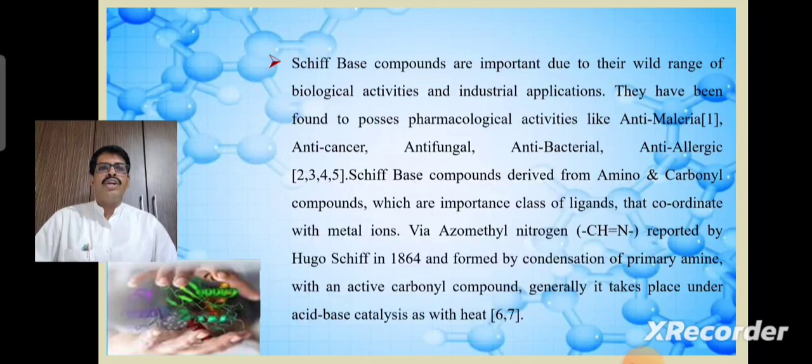Schiff base compounds derive from amino and carbonyl compounds, which are an important class of ligands that coordinate with metal ions through the azomethine nitrogen. They were reported by Hugo Schiff in 1864 and are formed by a condensation of primary amines with an active carbonyl compound. Generally, it takes place under acid or base catalysis with heat.